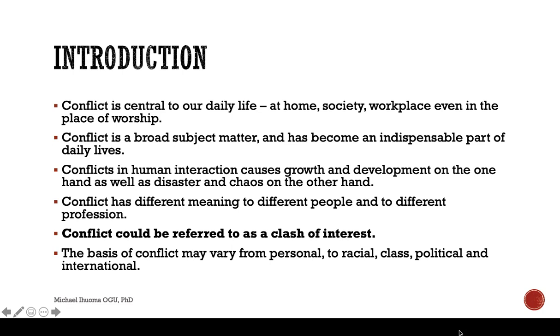It can lead to prosperity. It can lead to innovation. And on the other hand, as well, conflict can also be a source of disaster and chaos. Conflicts can lead to serious harm and destruction. So it is more like a two-edged sword. On one hand, it can lead to innovation, development. On the other hand, it can also lead to chaos and disaster.